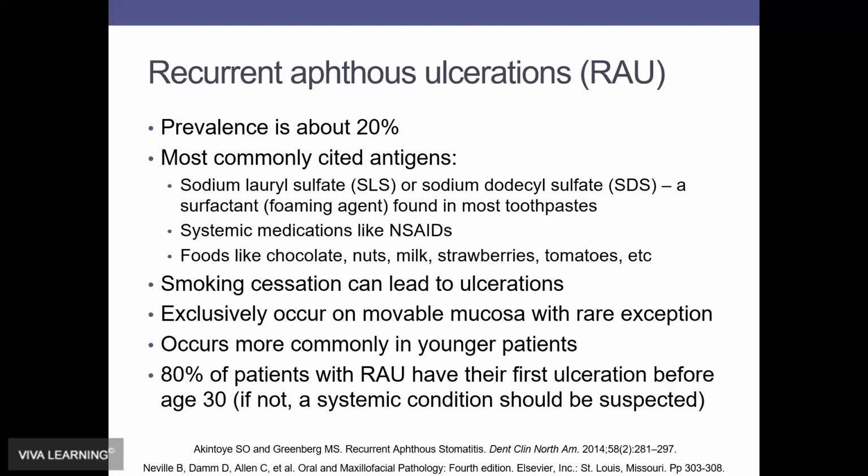Aphthous ulcerations exclusively occur on movable mucosa with very rare exception. So buccal mucosa, unattached gingiva, labial mucosa, soft palate, etc. These are more common in younger patients. And in fact, 80% of patients with aphthous ulcers get their first ulcer before they're 30. If they are older than 30 and they all of a sudden start getting aphthous ulcers, that patient needs to be evaluated for a systemic condition.